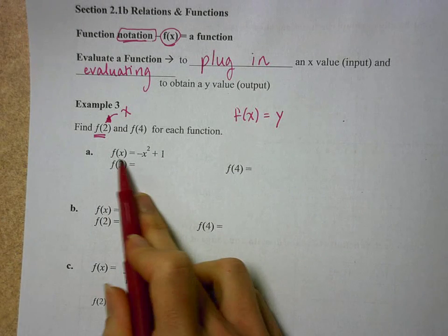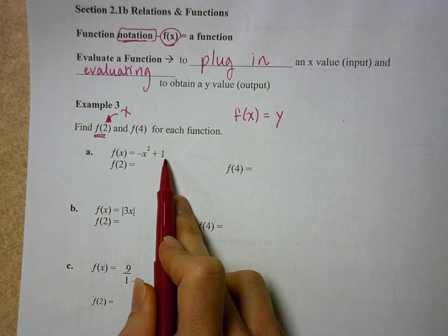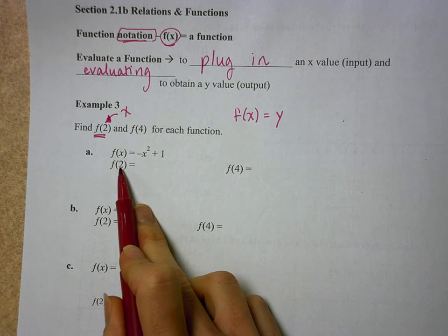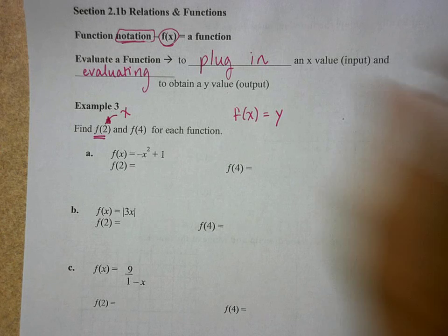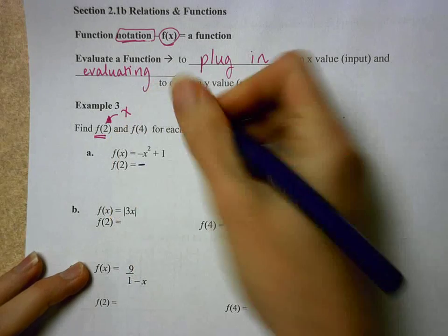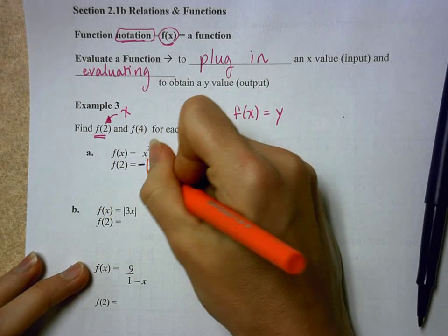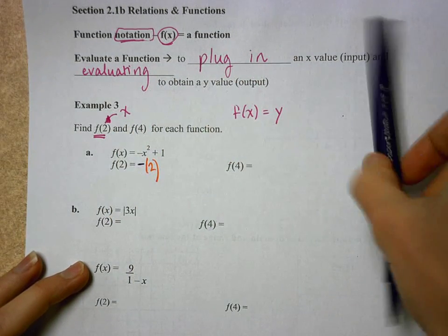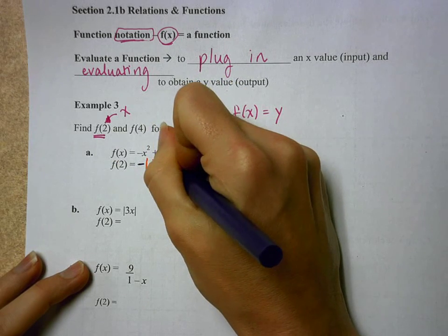Letter A says here's your function, negative x squared plus 1. Evaluate the function when your input value is 2. So what I'm going to do is rewrite this function here and just replace x with 2. So I have the opposite of 2 squared plus 1.